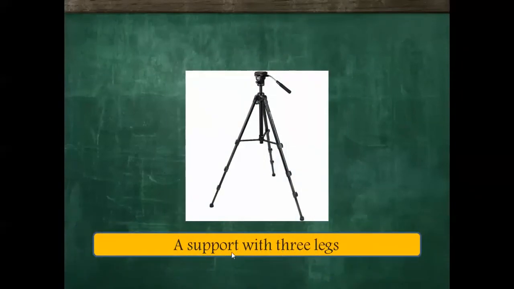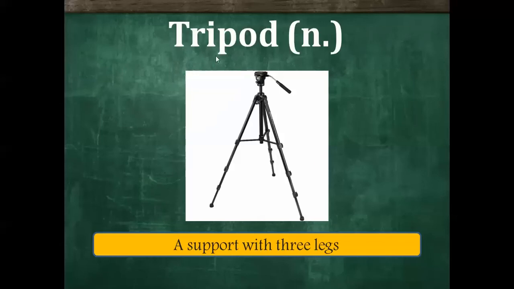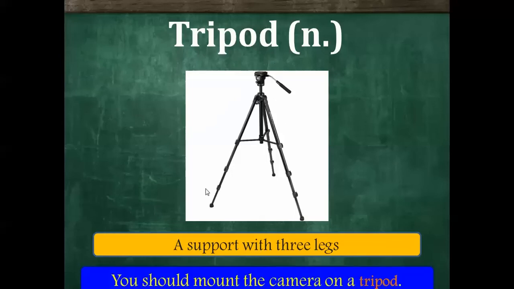After that, a support with three legs. A support like a holder for the camera, for the phone, for the telescope. It is what? Tripod. Again, tripod. The word is a noun. We see the sentence here: You should mount the camera on a tripod. You should put the camera on a tripod.